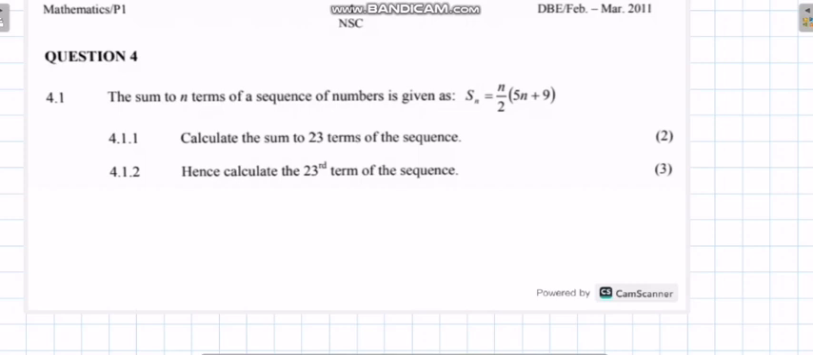Okay, so now here's our next question. It's February, March 2011. They're saying the sum of n terms of a sequence of numbers is given by Sn. Okay, so first question, 2 marks. It says calculate the sum to 23 terms of the sequence. So we're looking for the sum of the first 23 terms.